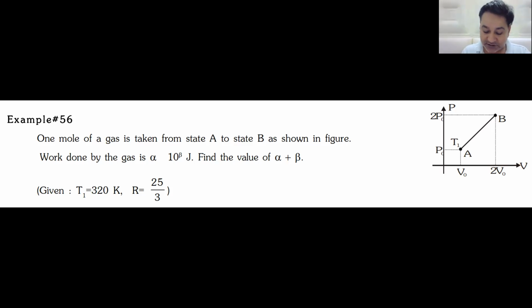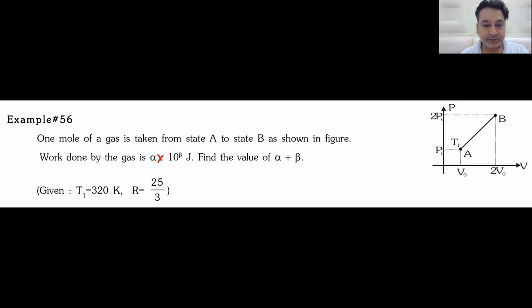1 mole of a gas is taken from state A to state B, as shown in the figure. Work done by the gas is alpha into 10 raised to the power beta joules. Find the value of alpha plus beta. T1 is given as 320 Kelvin and R is given as 25 by 3. Remember, normally they will give the value of R as 25 by 3 only so that the calculation becomes simpler.